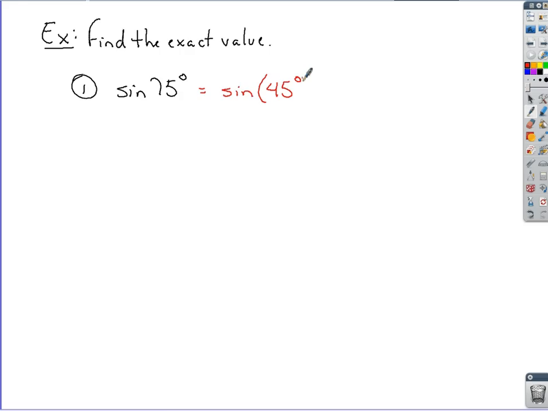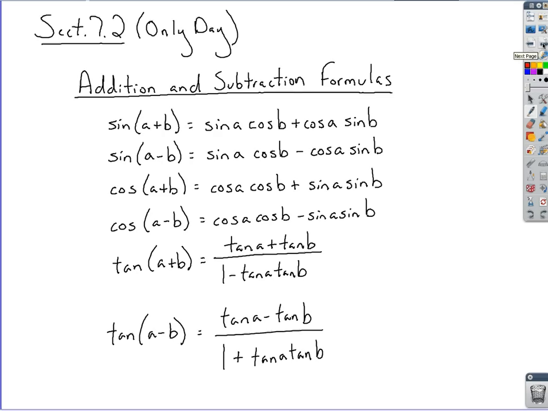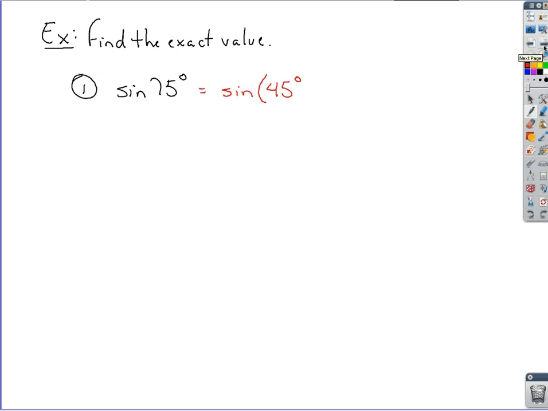And if I want to go back and use these addition subtraction formulas, the question becomes, can I take something else that I know, another angle measure I'm familiar with, and add that on to 45 to get to 75? And sure we can. We could add on 30, right? And before you know it, you've got this addition idea, this sum, that involves two angle measures we're very familiar with. And we've got a formula we can use.